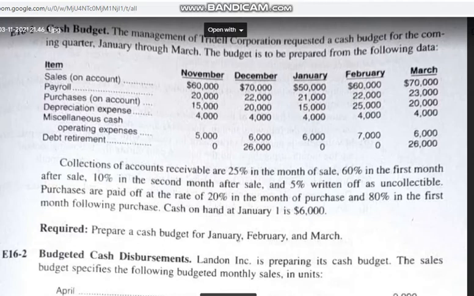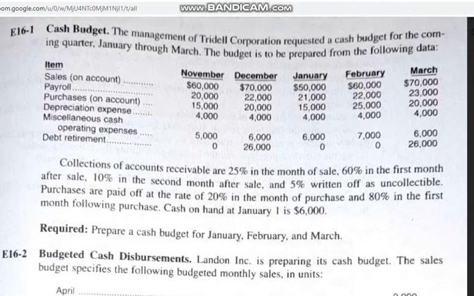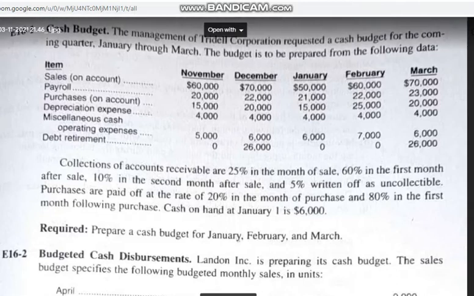What we're going to compute right now is the sales and accounts and purchases and accounts, since it is provided here in this statement when those accounts would be either collected or paid. So let's proceed with answering the problem. This is how it would look like.